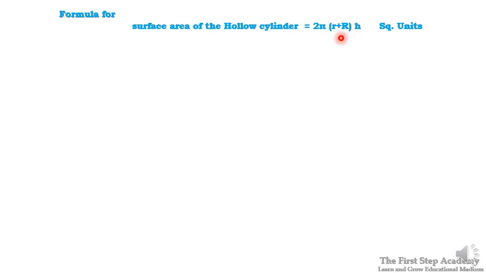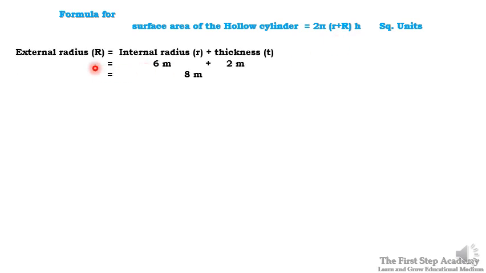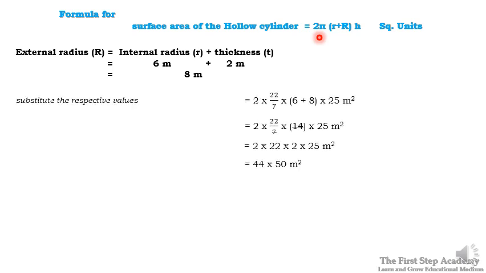How do we find it? The external radius capital R can be obtained by adding the internal radius and the thickness given in the question. So thickness is 2 meter, internal radius is 6 meter. Together, if we add, the external radius capital R is 8 meter. Now, what are the parameters required to find the surface area of the hollow cylinder? We have all of them. Now substitute the values in this formula.